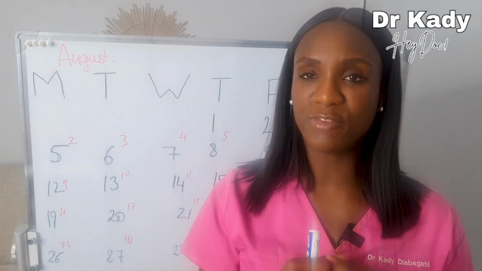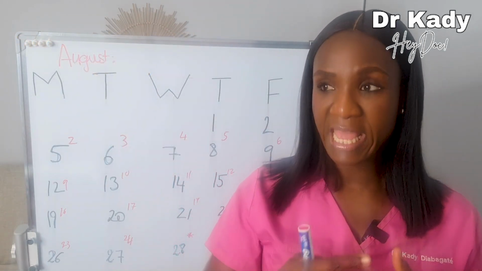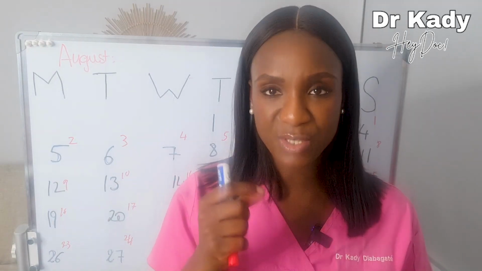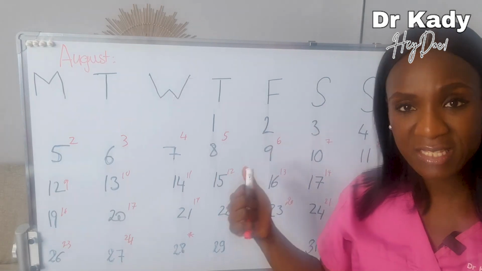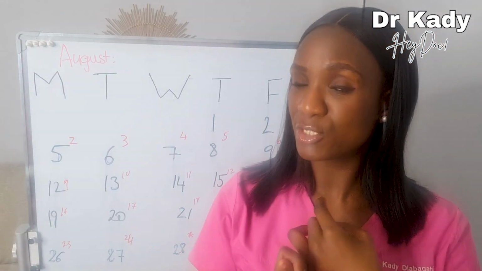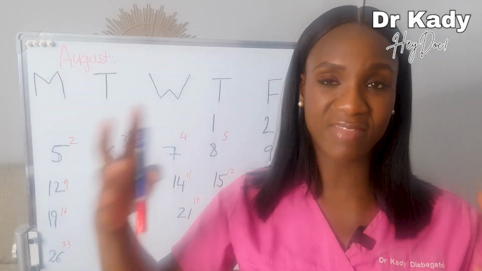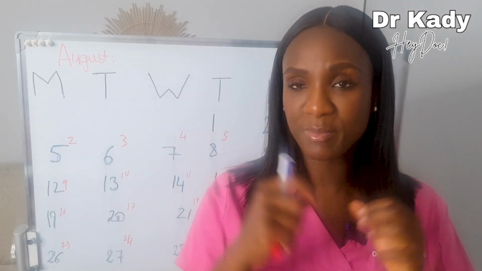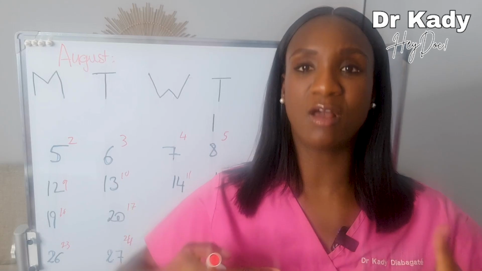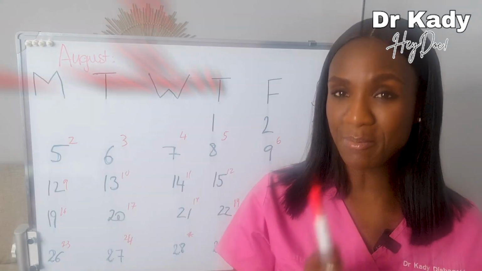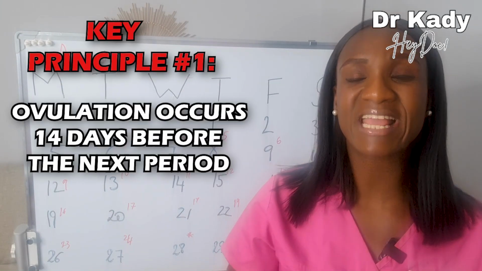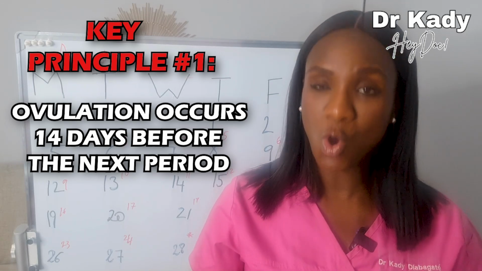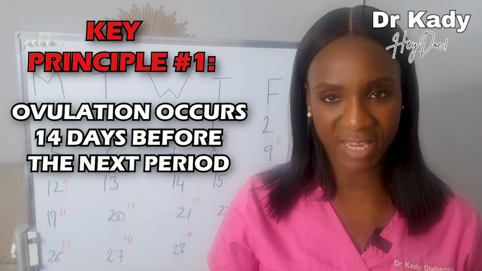Now that we're all clued up about ovulation and how important it is in the process of us falling pregnant, let's talk about a key principle that you need to understand if you're going to use this method to, number one, try to avoid falling pregnant, and that's working out your safe days, or when the best time will be for you to be sexually intimate in order for you to fall pregnant. That principle is that ovulation is always going to happen 14 days before the start of the next period.